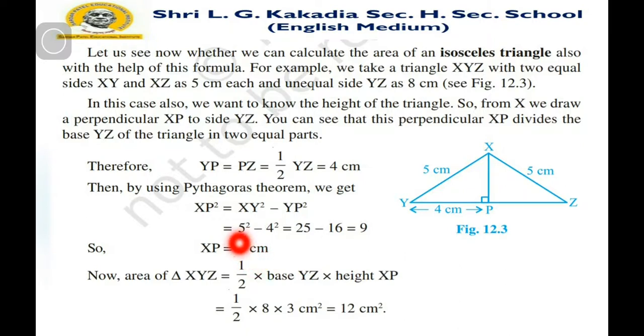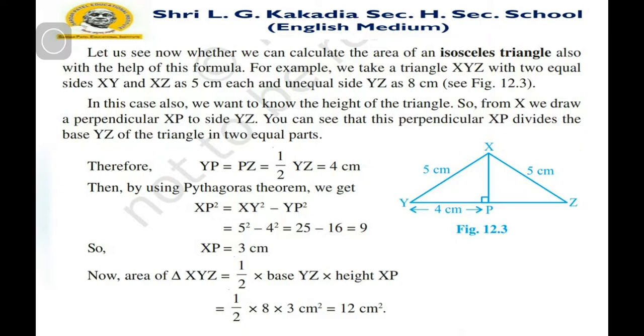So we have the height and also the base, so we can easily find the area. Triangle XYZ is equal to half into base YZ into height XP, half into 8 into 3, which is equal to 12 centimeter square. So by this way, if an isosceles triangle, equilateral triangle or right angle triangle is given with the sizes of all the sides, we can easily find the area of the triangle.